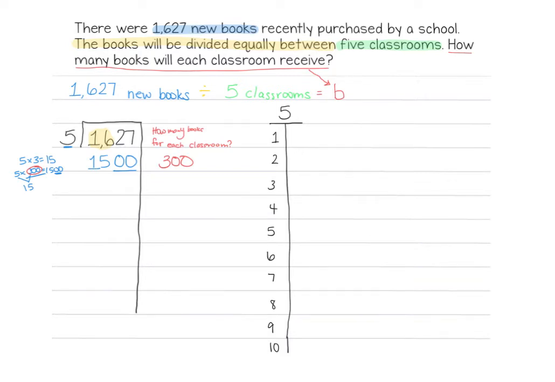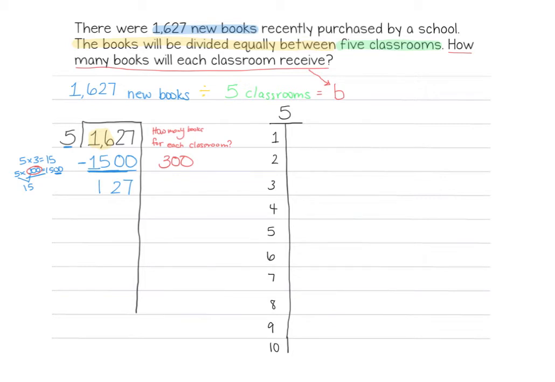Now that we figured that out, we need to subtract 1,500 from 1,627. That will tell us how many books left there are that we need to split up into the 5 classrooms. Great, you should have beat me. You should have that there are 127 books left that we need to divide by 5.